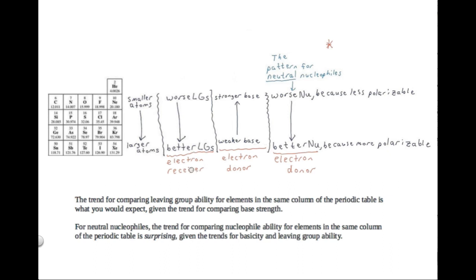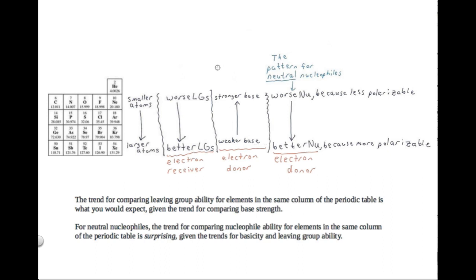Similarly, leaving groups are kind of the opposite of nucleophiles. A leaving group is kind of the opposite of a nucleophile because leaving groups are electron receivers and nucleophiles are electron donors. But even though a leaving group is kind of the opposite of a nucleophile in terms of what they do with electrons, surprisingly, experimentally, it turns out that the trend for leaving group ability is the same as the trend for neutral nucleophile ability in the same column. That is a surprising trend, so it really just has to be memorized.